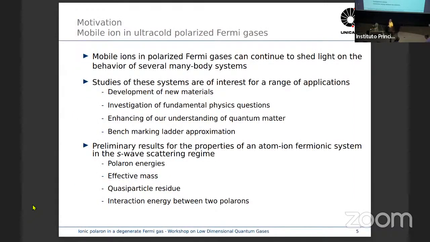Well, mobile ions in Fermi gases can shed light on several many-body systems. These studies are interested in a range of applications, from developing new materials, investigation of fundamental physics questions, enhancing our understanding of quantum matter, and also benchmarking latter approximations. I will show here preliminary results that we have. Among these results, I mentioned the polaron energies, effective mass, quasi-particle residue, and interaction energy between two polarons. This is the only part where we have two ions in this bath.